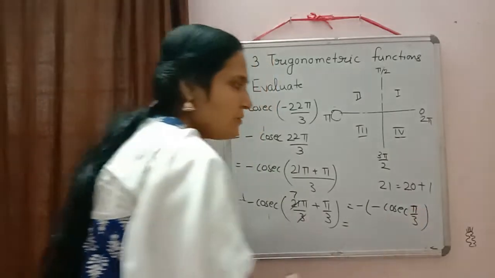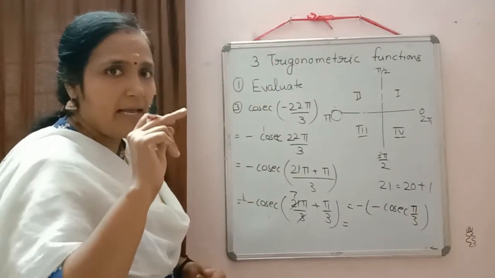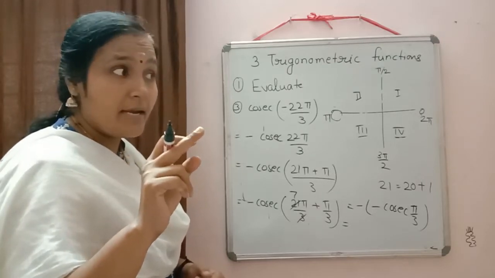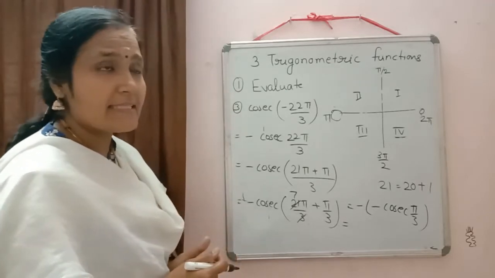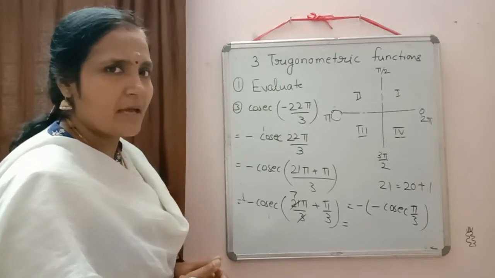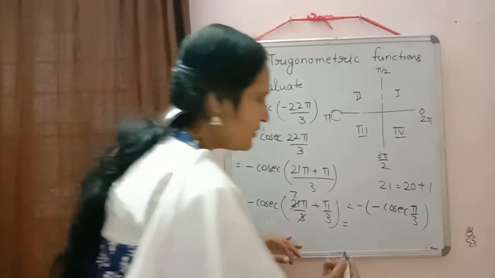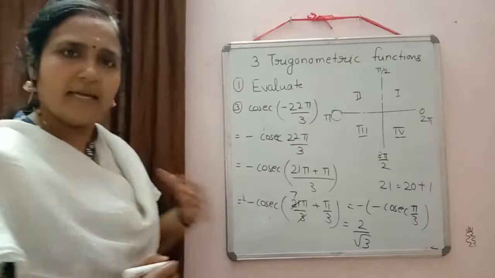And what is the value of cosec pi by 3? Pi by 3, so 180 by 3, which is 60 degrees. So you have to find out the value of cosec 60 degrees. Okay. If you don't know, what is sine 60 degrees? Root 3 by 2. And cosec is the reciprocal of that. So just write down, this will be equal to 2 by root 3.